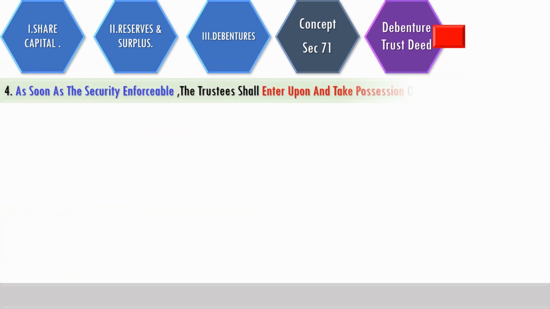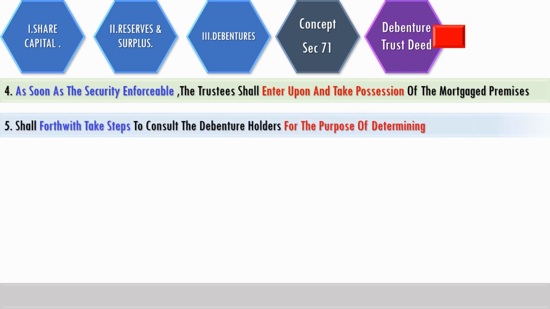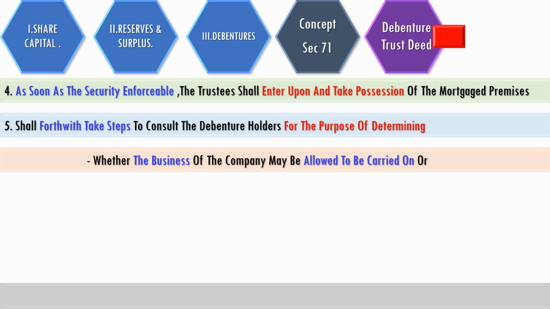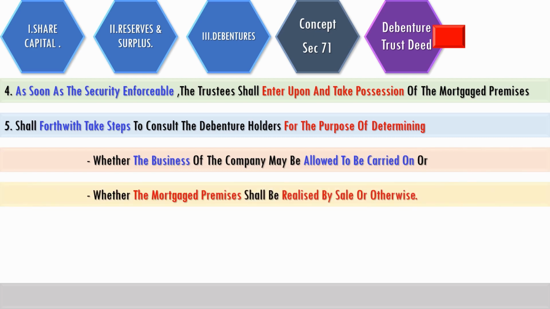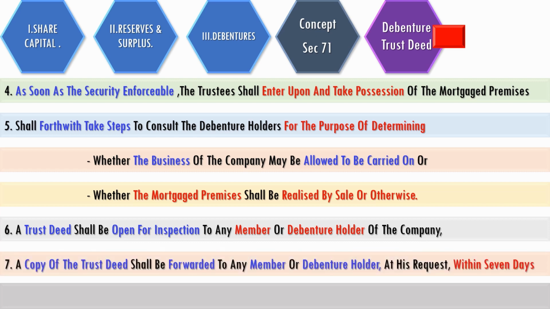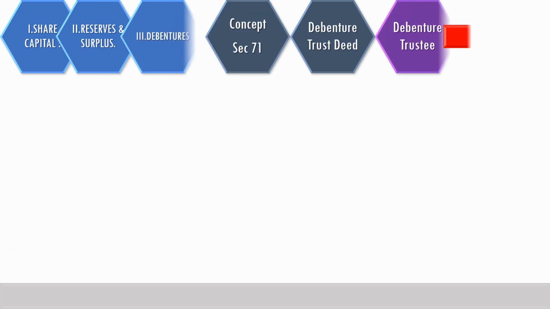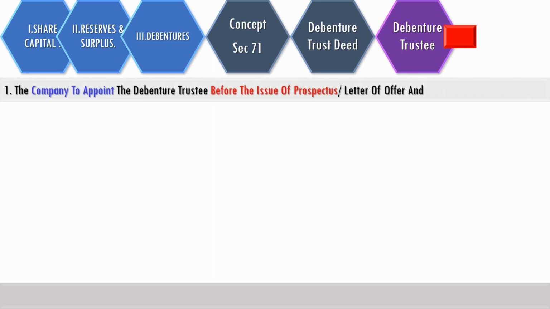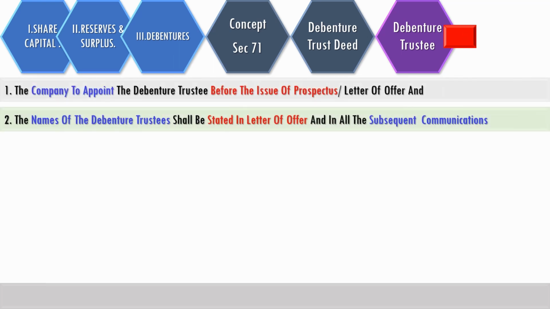The trustee shall enter upon and take possession of the mortgaged premises as soon as the security is enforceable. He shall forthwith take steps for the purpose of determining whether the business may be allowed to be carried on, or the mortgaged premises shall be realized by sale or otherwise. A trust deed shall be open for inspection to any member or debenture holder of the company. A copy of the trust deed shall be forwarded to any member or debenture holder at his request within 7 days. A debenture trustee is required to be appointed before the issue of prospectus or letter of offer. His name appears in the letter of offer and in all subsequent communications.